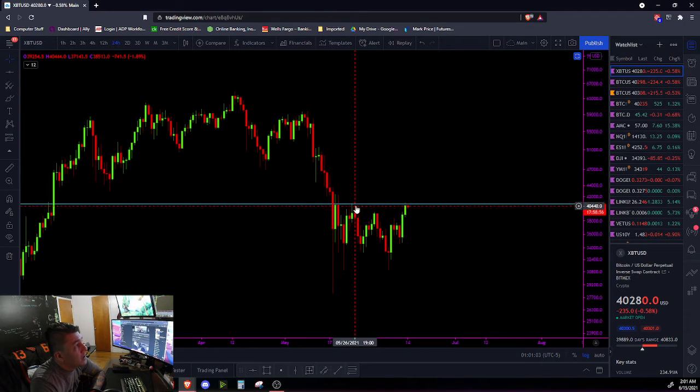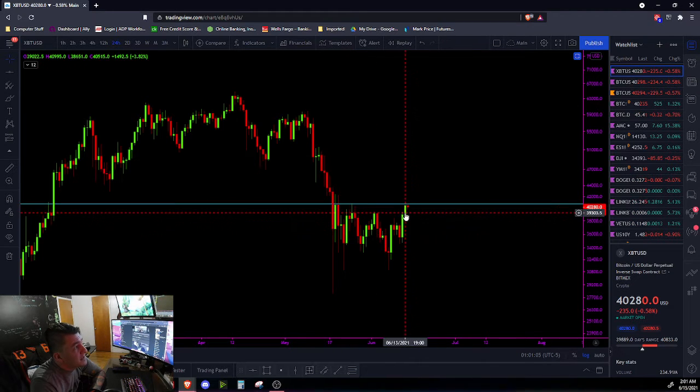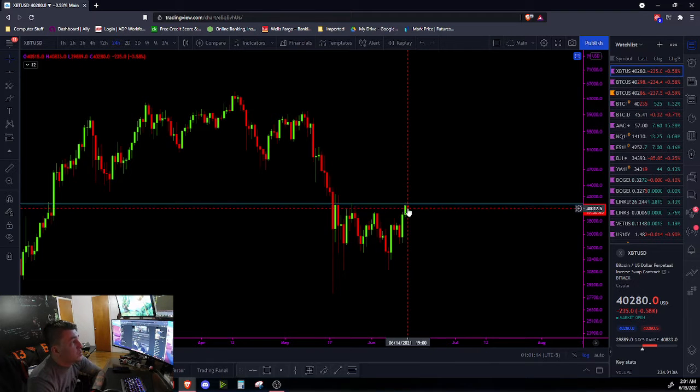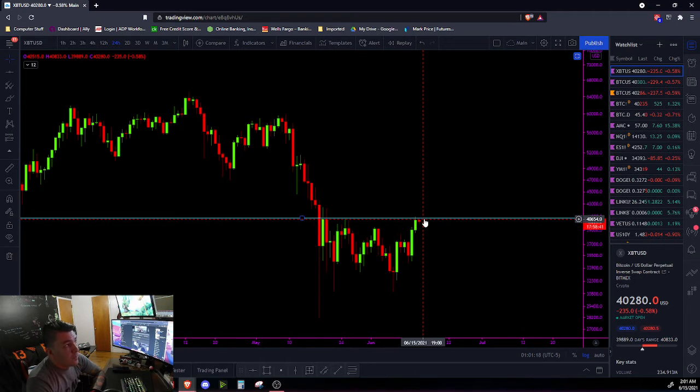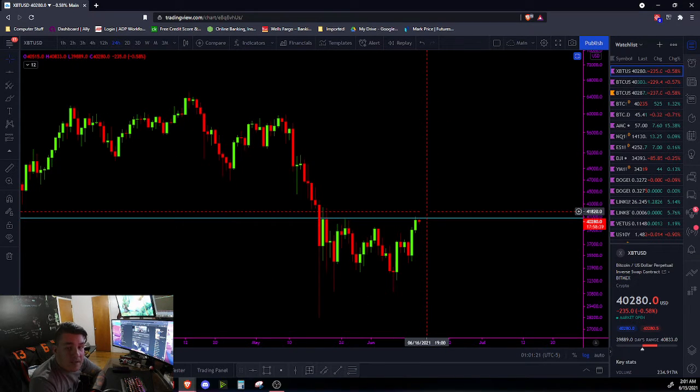These two candles here confirmed a test of resistance. This candle here confirmed a test of resistance yesterday on the 13th of June 2021. And this candle today on the 14th of June 2021 is still holding this region as resistance. When price action fails to go above a specific point, it is considered resistance.